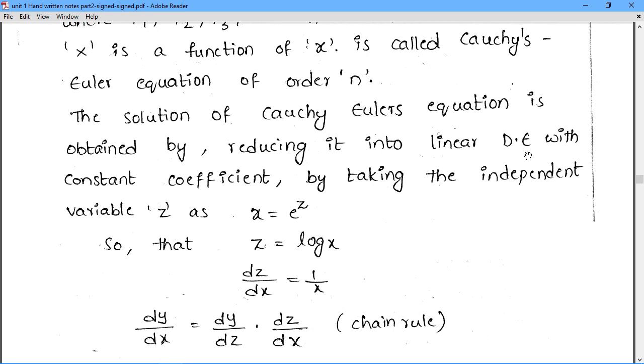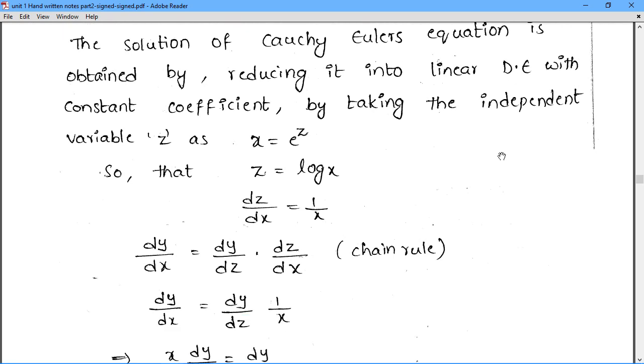So don't forget, at the end of the solution we have to replace z as log x. Suppose there is z square, we have to replace it as log x whole square. Suppose there is a z cube, then we have to write it as log x whole cube. Suppose there is z power 4, we have to write it as log x whole power 4. Suppose there is e power z, we have to write it as x.